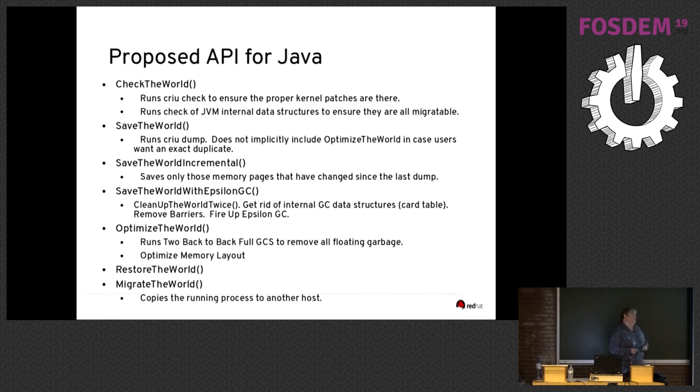Save the world incremental gives you the ability to do a faster save world because you're only saving the bits that have changed. Save the world with epsilon GC. Whether that belongs there or not, I don't know, but that was one of my use cases, so I put it up there. Optimize the world so we can run back-to-back full GCs. We can optimize the memory layout. I don't know what else can go in there, right? It's this big open question of what could we do. You can restore the world, obviously, and maybe even migrate the world.